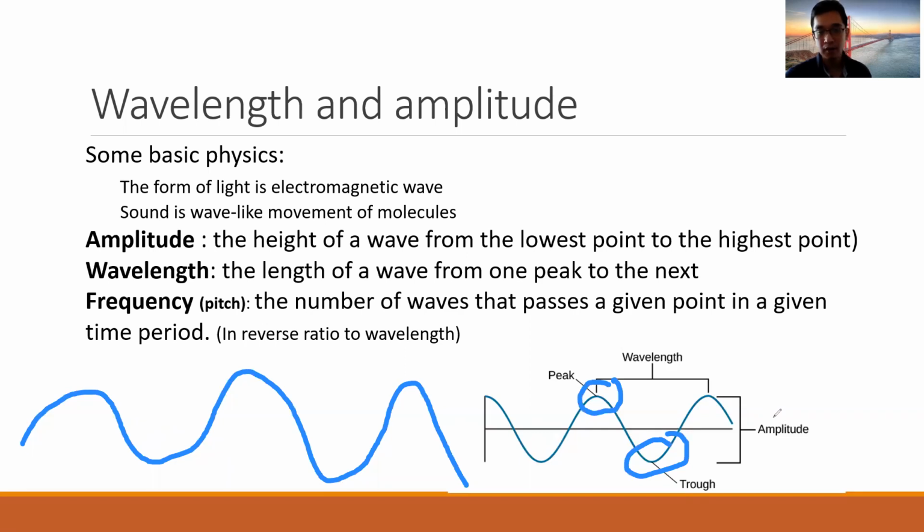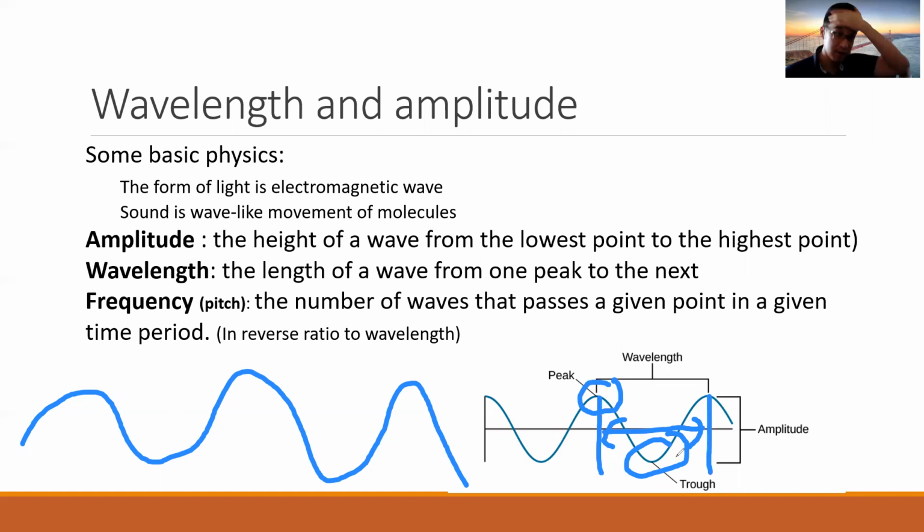And also another property of the wave is the wavelength. Wavelength is the length of a wave from one peak to the next peak. So here's one peak, and here is another peak that is adjacent to this peak. The distance between these two adjacent peaks is a wavelength. So here's a wavelength, and here's the amplitude.